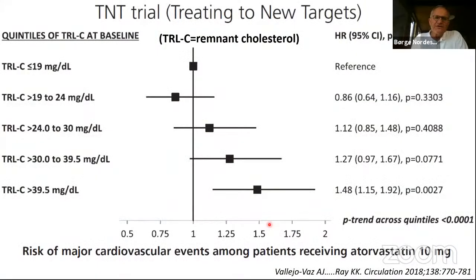And here's another type of evidence, namely from what's called the TNT statin trial. What is shown here is the group with major cardiovascular events in patients receiving 10 milligram atorvastatin. And then here they put that group into 5 different groups with the lowest to the highest remnant cholesterol. They call it triglyceride-rich lipoprotein cholesterol. But the essence is that it's only the ones with high triglyceride-rich lipoproteins when on a statin that have increased risk of major cardiovascular events. The ones that had low remnant cholesterol did not have increased risk after getting a statin.